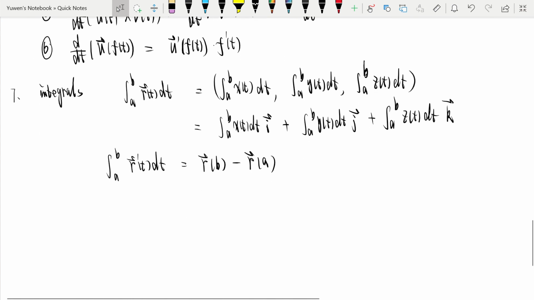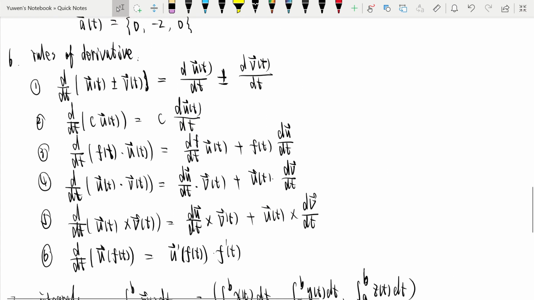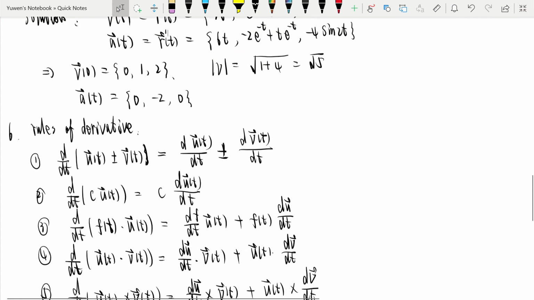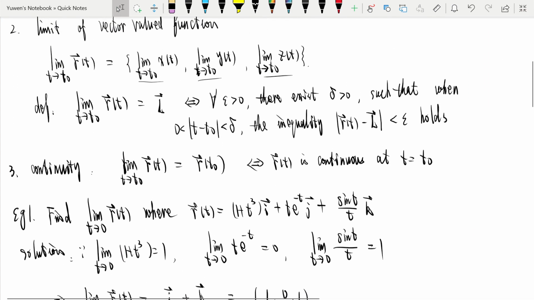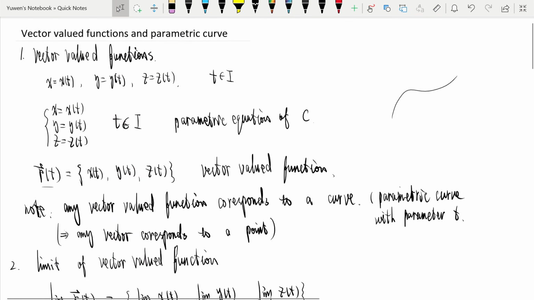Okay, that's the vector valued function and parametric curve. Actually, our vector function corresponds to our parametric curve.